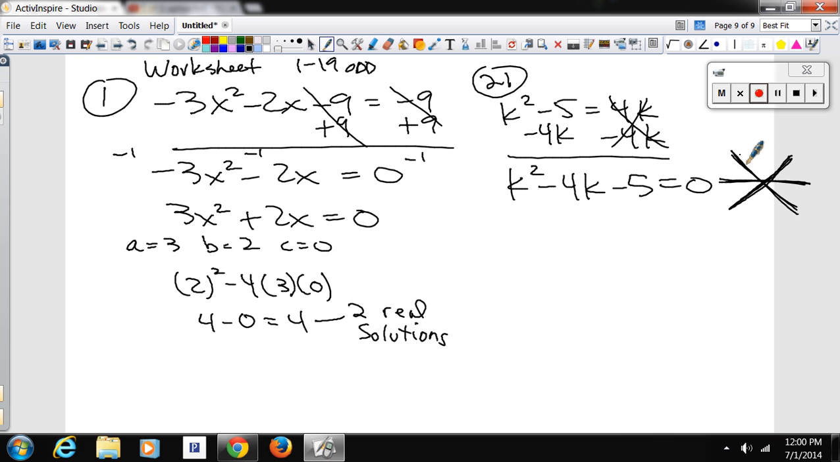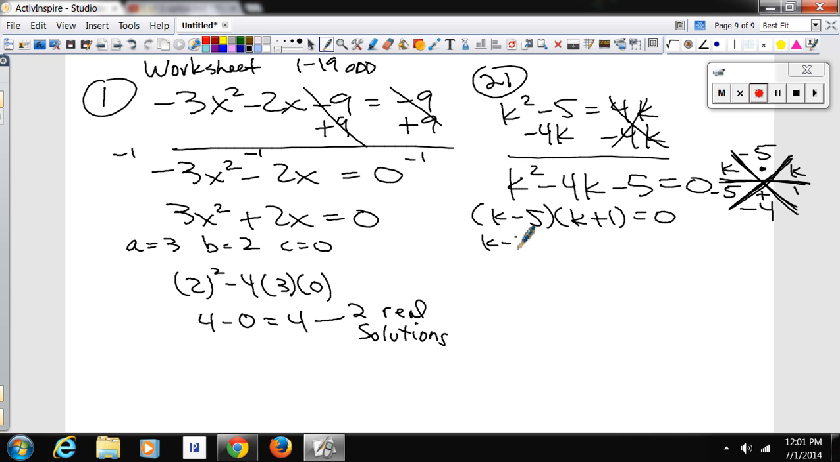So I put my negative 5 on top. I put my negative 4 on the bottom. This time I just put a k because k times k is going to give me the k squared. So I just put k. And multiply to give me negative 5, add up to negative 4. I'm thinking it's a negative 5 and a positive 1. Those are my two parentheses, k minus 5 and k plus 1.